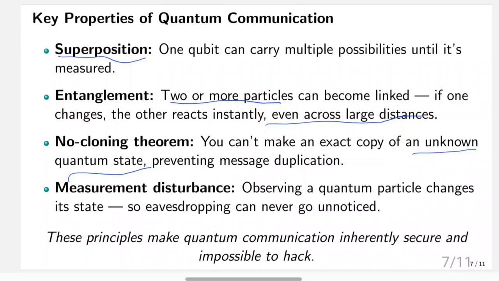When you measure a qubit, you disturb it. So spying cannot be hidden. These rules make it unhackable by design. It is securely guaranteed by physics, not by passwords. So this is impossible to hack. That is why we require quantum communication.